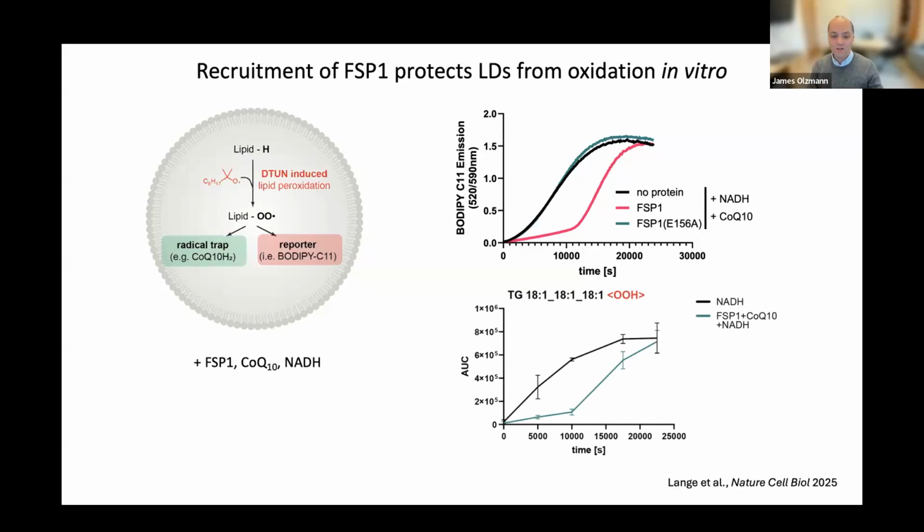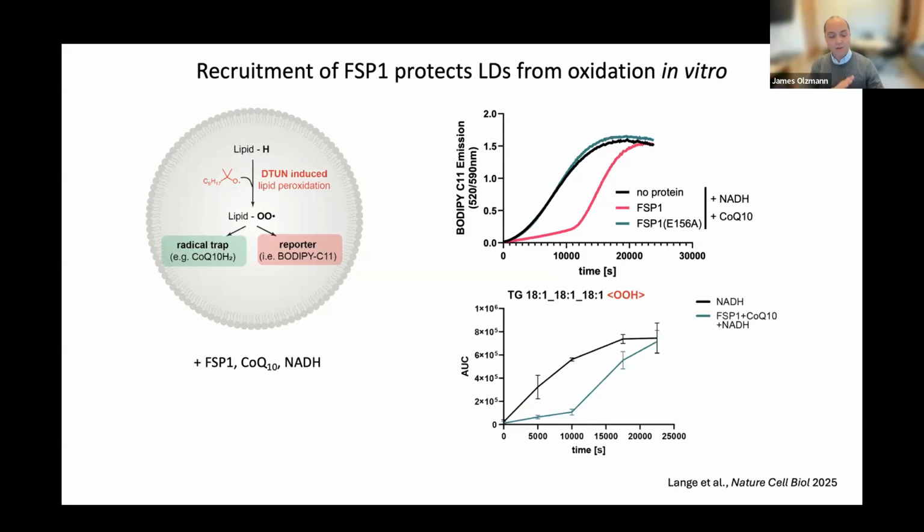I'm just showing you here the triacylglycerol. And what he shows is that we can detect triacylglycerol peroxide, so it's being oxidatively damaged, and FSP1 together with CoQ and NADH can suppress this. Very similar to that lag phase we were seeing with BODIPY C11. We could also detect oxidized phospholipids, so it seems like in this reconstituted system, FSP1 is able to suppress the damage to both stored neutral lipids as well as the bounding phospholipid monolayer.